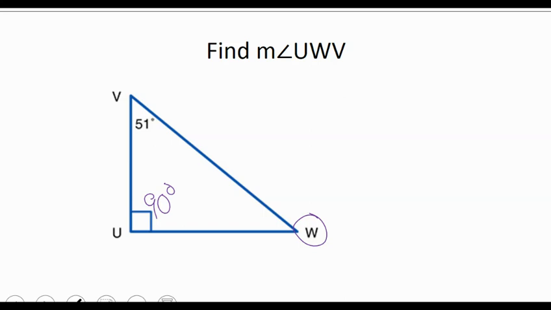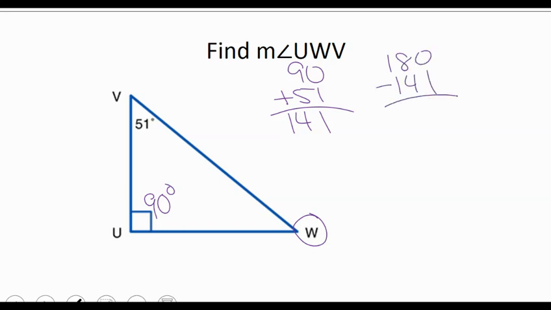So what I'm going to do here is add those up. 90 plus 51, I get 141. I know all three angles of a triangle add up to 180. So I do 180 minus 141, and I get 39. So angle UWV is 39 degrees. All right, continuing on.